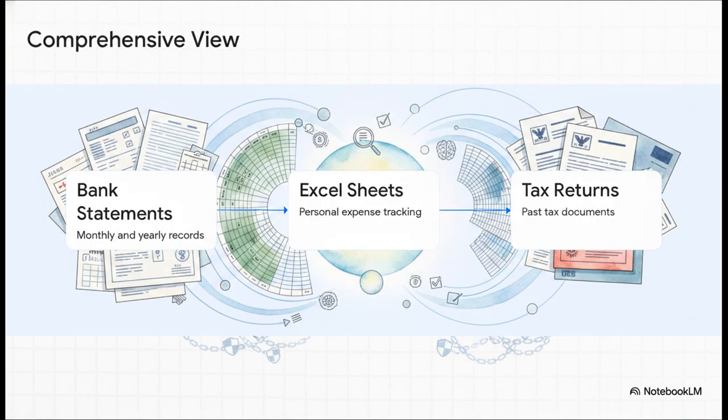Then we have the third prompt type, the comprehensive analysis. This one is all about seeing the bigger picture. You don't just have to upload a single month's statement. You can upload yearly records, those personal Excel expense tracking sheets you've got lying around, and even past tax returns. Once it's all stacked together, you can literally ask NotebookLM to analyze everything together to give me a clearer, more comprehensive view of my spending and financial situation. And because it displays fully verifiable citations, you never have to guess where the insight came from.